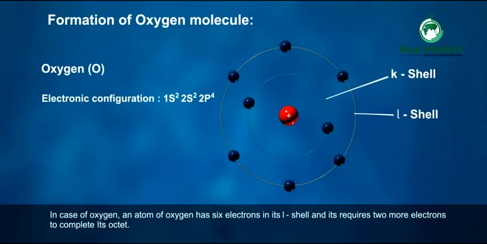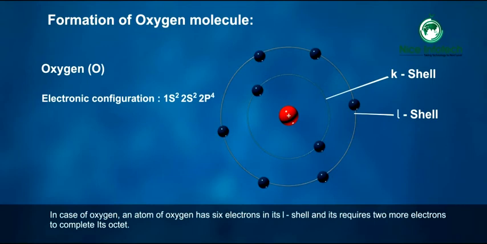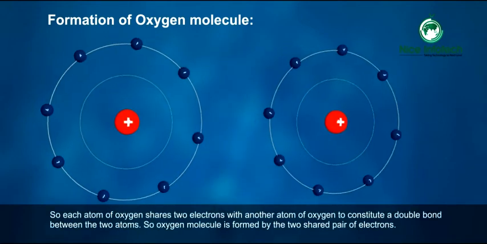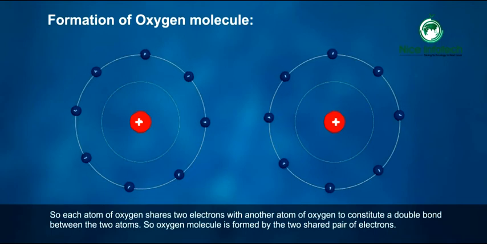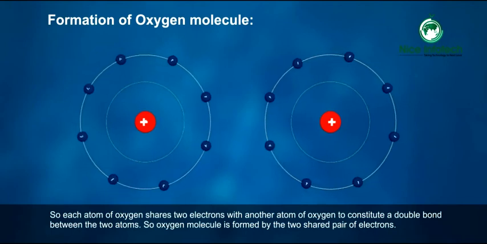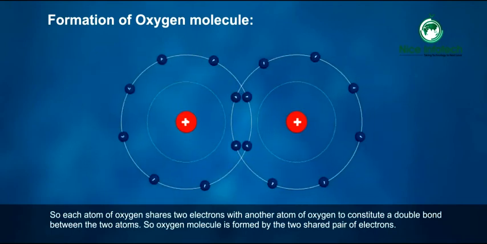In case of oxygen, an atom of oxygen has 6 electrons in its L shell and it requires 2 more electrons to complete its octet. So, each atom of oxygen shares 2 electrons with another atom of oxygen to constitute a double bond between the two atoms. So, oxygen molecule is formed by the 2 shared pairs of electrons.